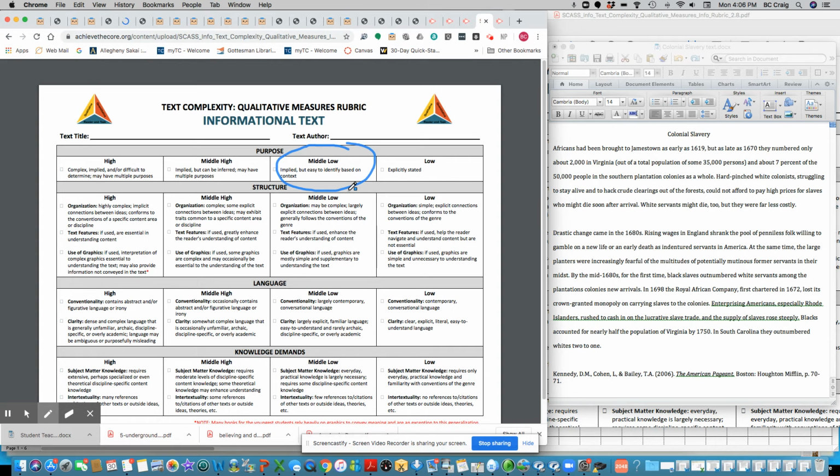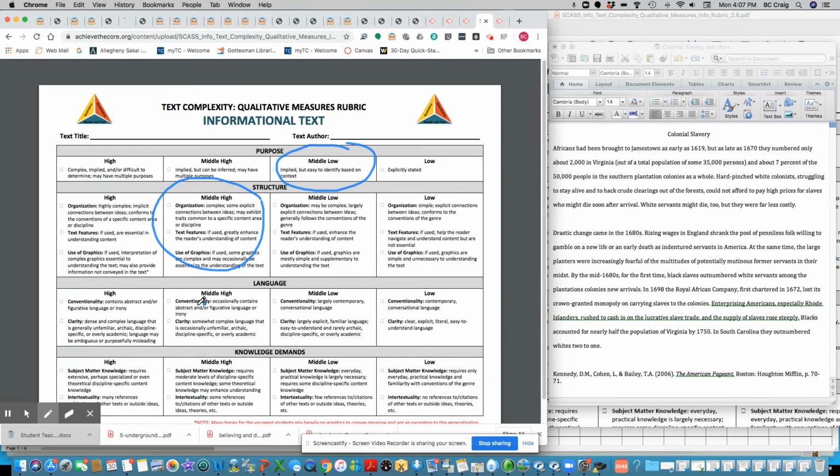In terms of the structure, it's a little more complicated. Africans had been brought to Jamestown as early as 1619 sounds like it's going to be a sequential document telling a story, but in fact, it's a cause and effect document, which can be misleading for students. It sort of jumps all over the place in time, in fact. So I'm going to say that it's actually middle high. It's complex. There are some explicit connections, but there's actually a lot of missing information.